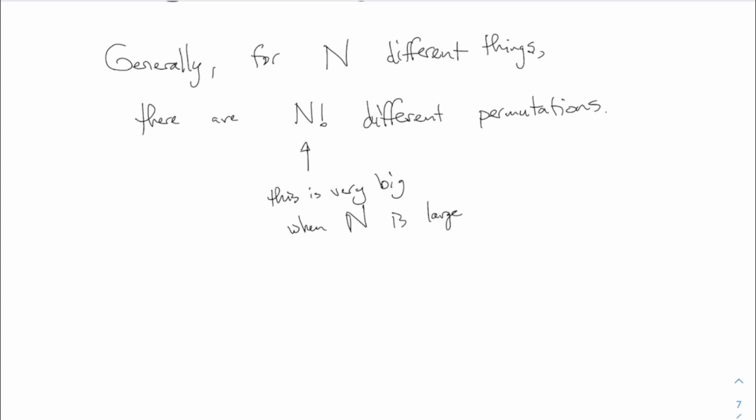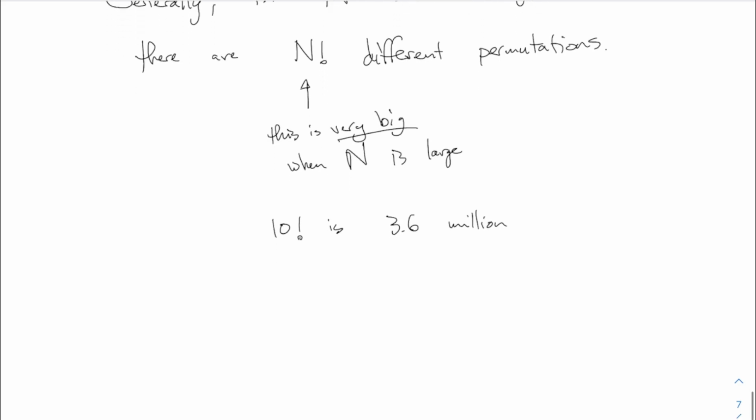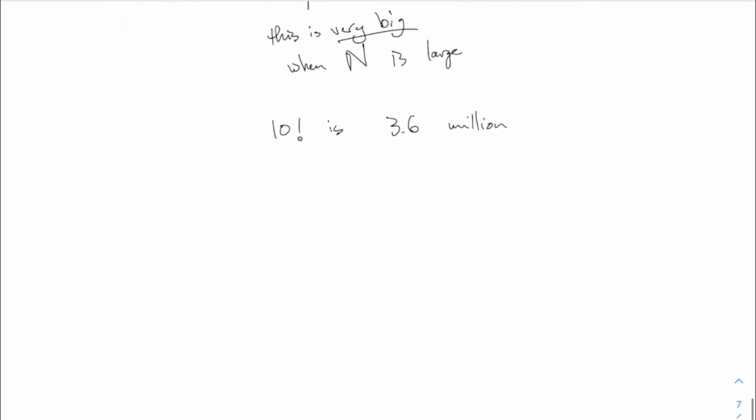This factorial is a super big number. Actually, I wrote this down. For example, 10 factorial, this is just 10 times 9 times 8 times all the way down to 1. This is 3.6 million. If you go to 100 factorial, it's way bigger than that. Very, very large numbers. This is a good classic way to get really super big numbers.